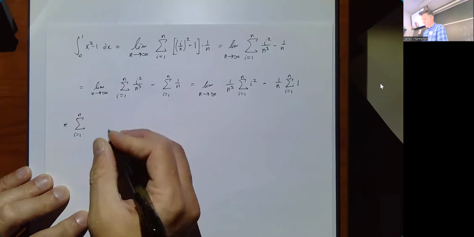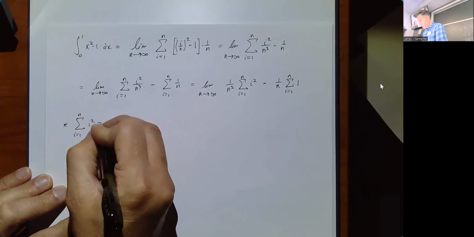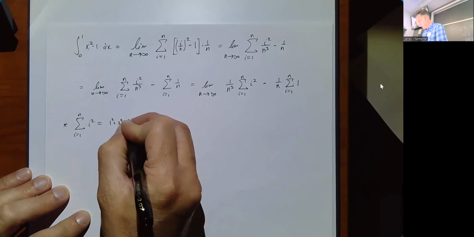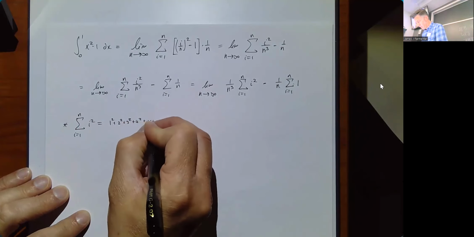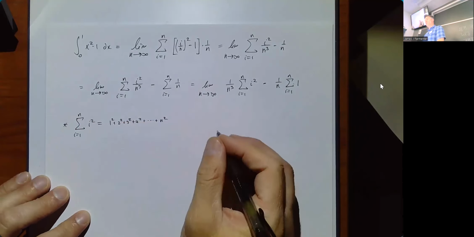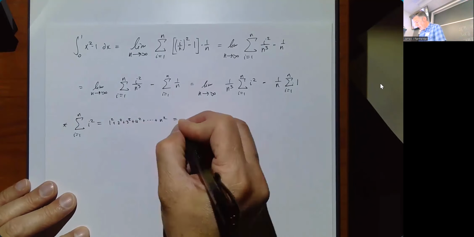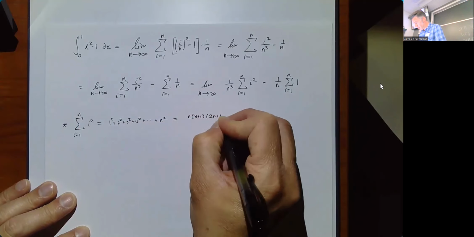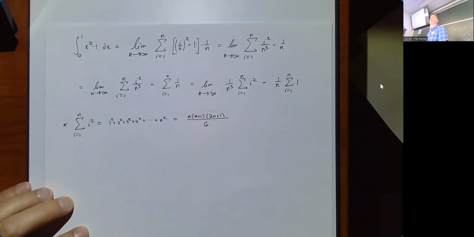And I might tell you something else really cool, depending on if we have time. So that's 1 squared plus 2 squared plus 3 squared plus 4 squared plus all the way to n squared. And it's equal to n times n plus 1 times 2n plus 1, divided by 6. Do you need to know that? Probably not. I should say, do you need to memorize that? Probably not. Do you need to know it? Maybe for a little while.